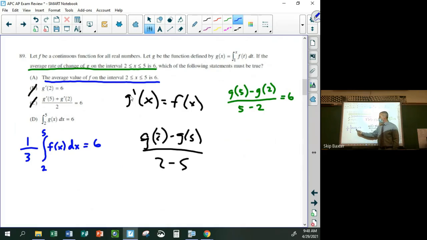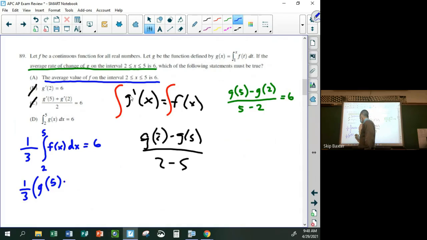But think about what this actually is. If G prime is f of x, then doesn't it make sense that the integral of f is really G, right? So this is really 1/3 of G of 5 minus G of 2, which is the same thing as this. This is 1/3 of G of 5 minus G of 2. So analytically, we just proved that A is the same thing as what they said in the problem.